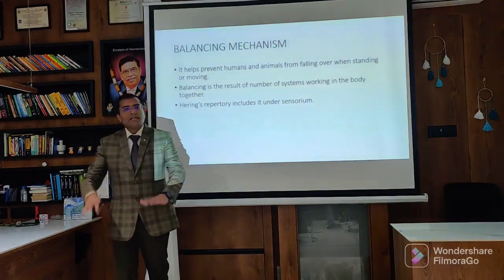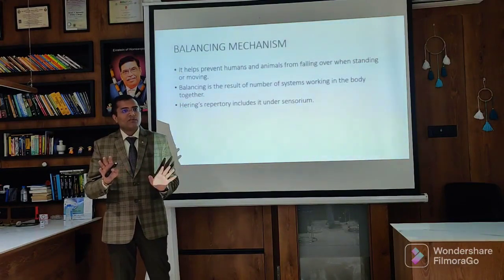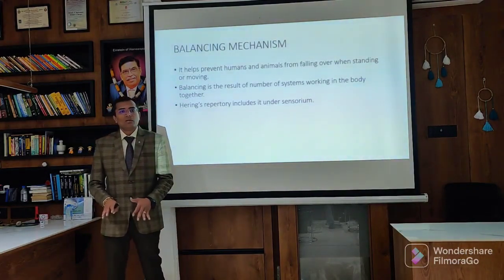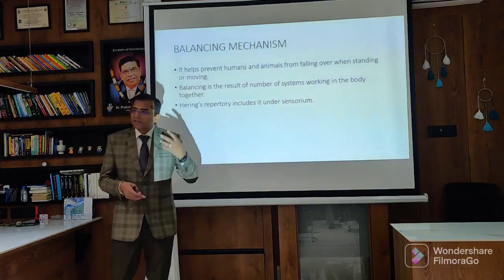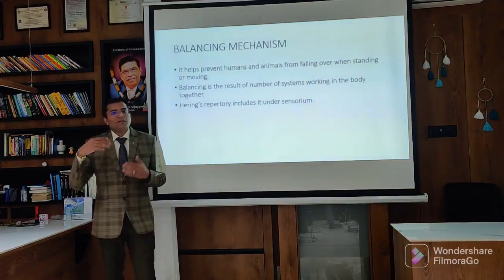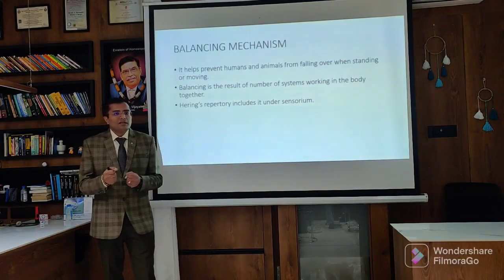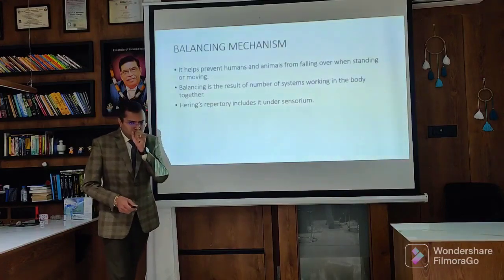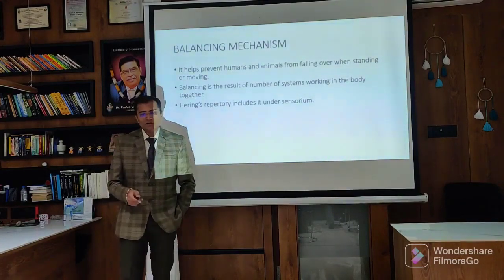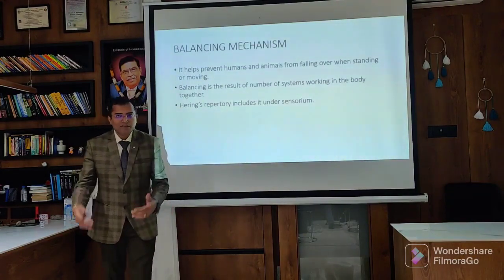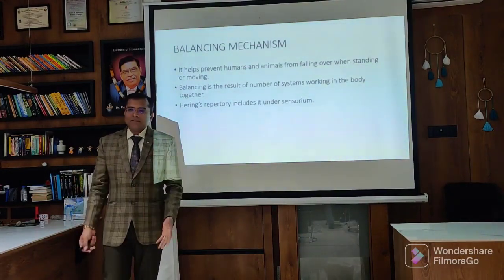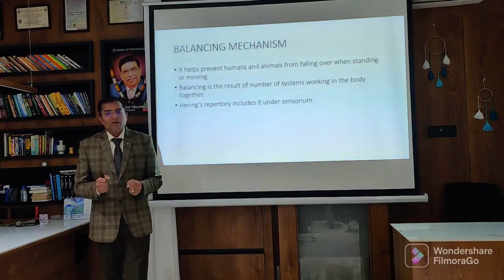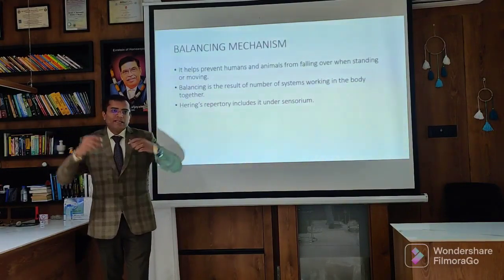When four legs are there, stability is good and there is no sensation of whirling or vertigo. But when the spine is erect, we are balancing on our two legs. So there was an evolution of certain parts in our cortex, in the brain area, and some control system governs this. Balancing is the result of a number of systems working in the body together. By evolution there are muscles, bones and certain organs which help in balancing and moving, and there are control systems in the brain that help to balance.